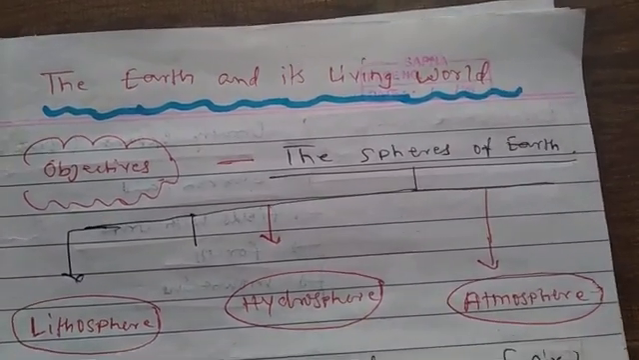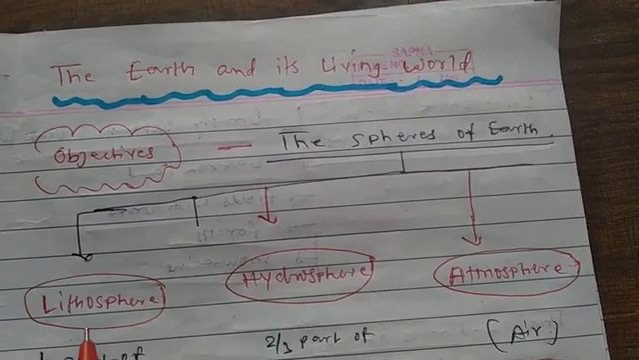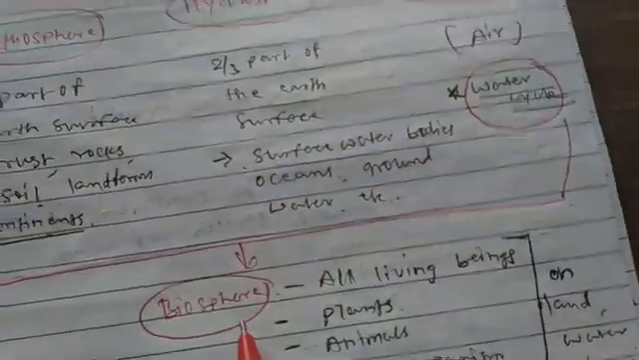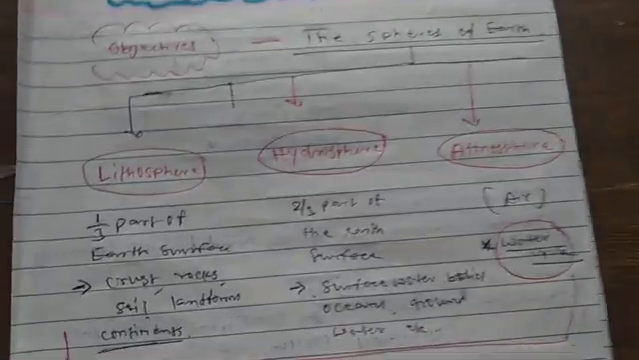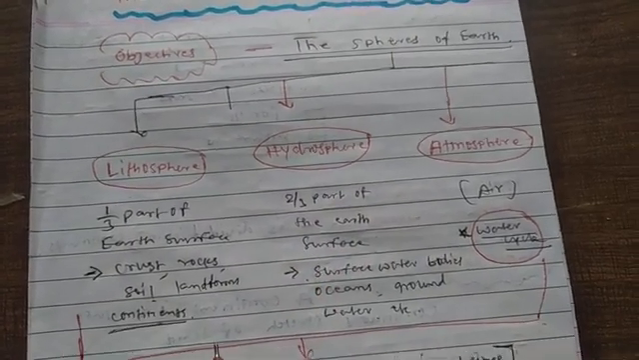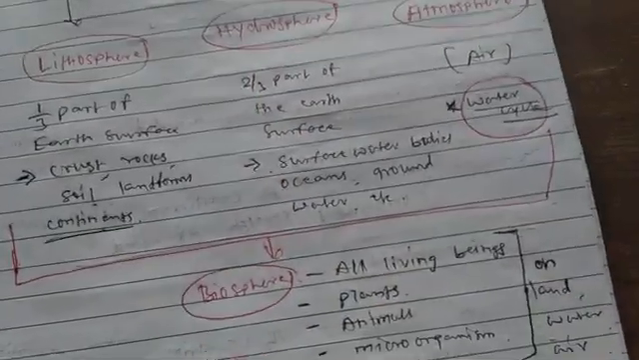Now let's see this lesson. What are the objectives of this lesson? Lithosphere, hydrosphere, atmosphere, and biosphere. These are the four spheres of this lesson, and you will learn about all four of them. Now I want to discuss the lithosphere, hydrosphere, and biosphere.